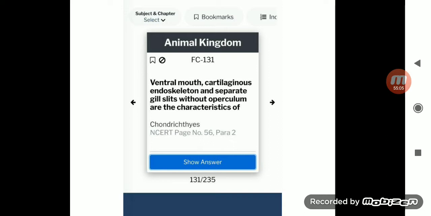Ventral mouth, cartilaginous endoskeleton, and separate gill slits without operculum are the characteristics of Chondrichthyes.